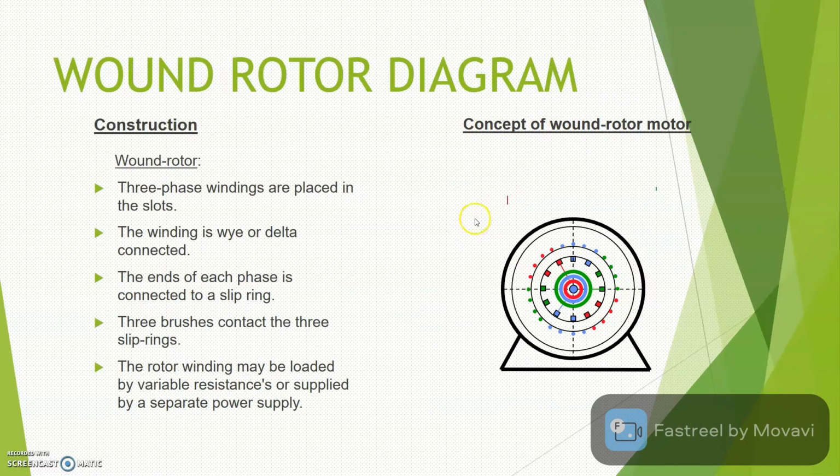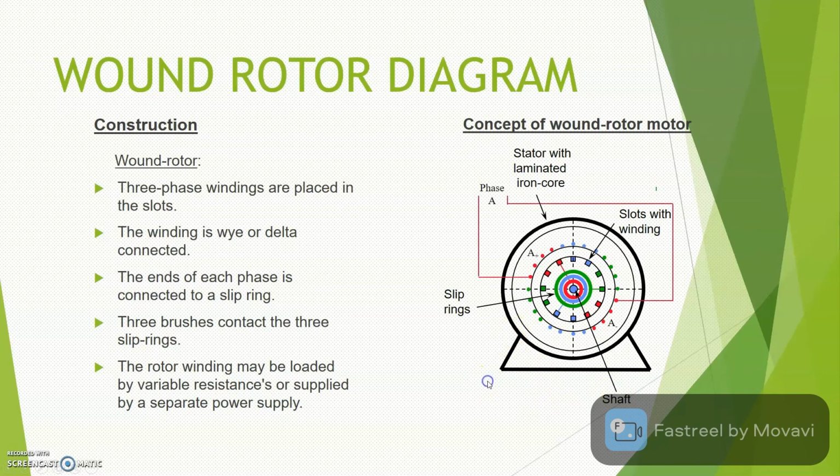Basically, the diagram of the wound rotor is similar to the squirrel cage rotor, except at the rotor part, the middle part here. This is the stator with the laminated iron core, and you also have slots for winding. The three colors, red, blue, and green, represent the slip rings connected to the rotor. This is the shaft that is connected to the external load.